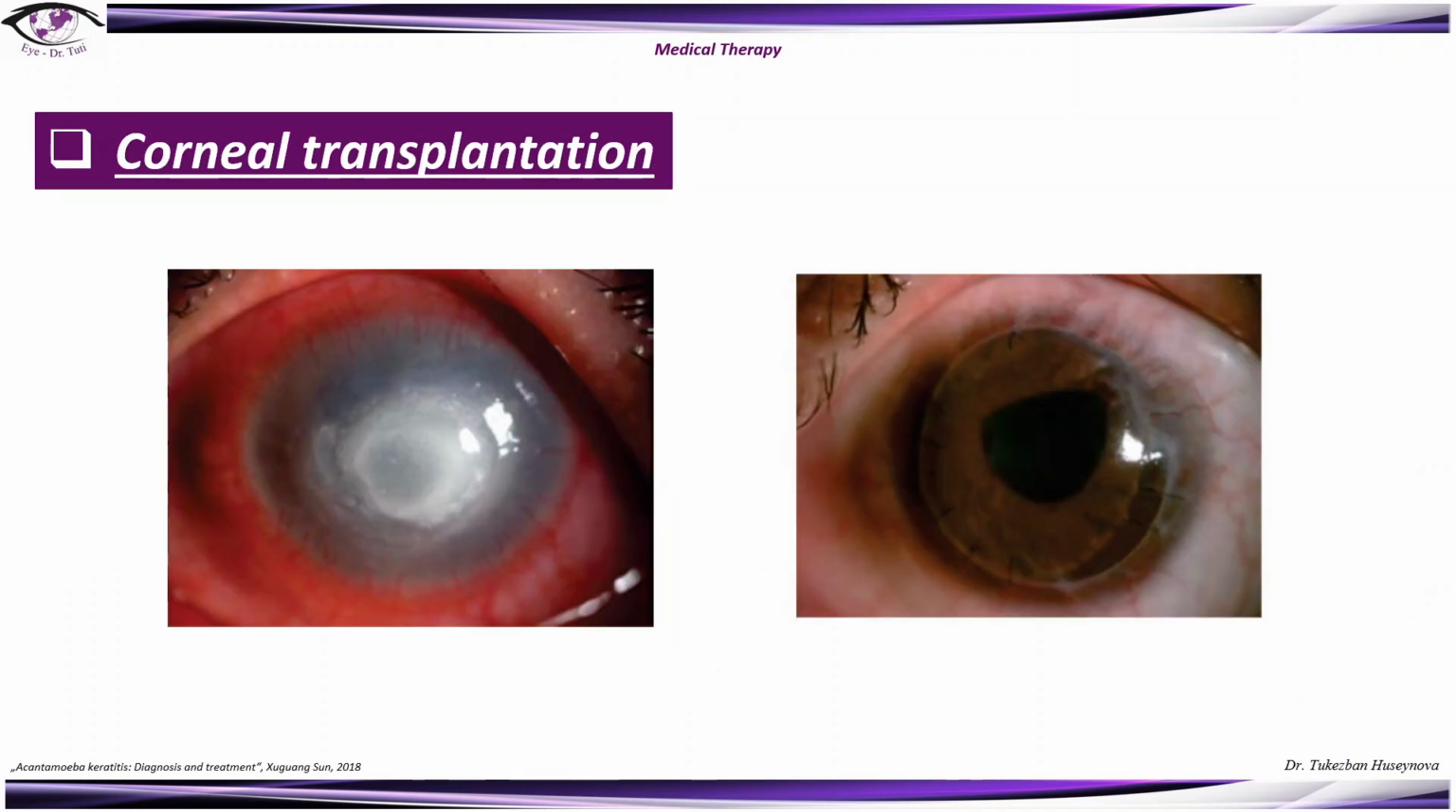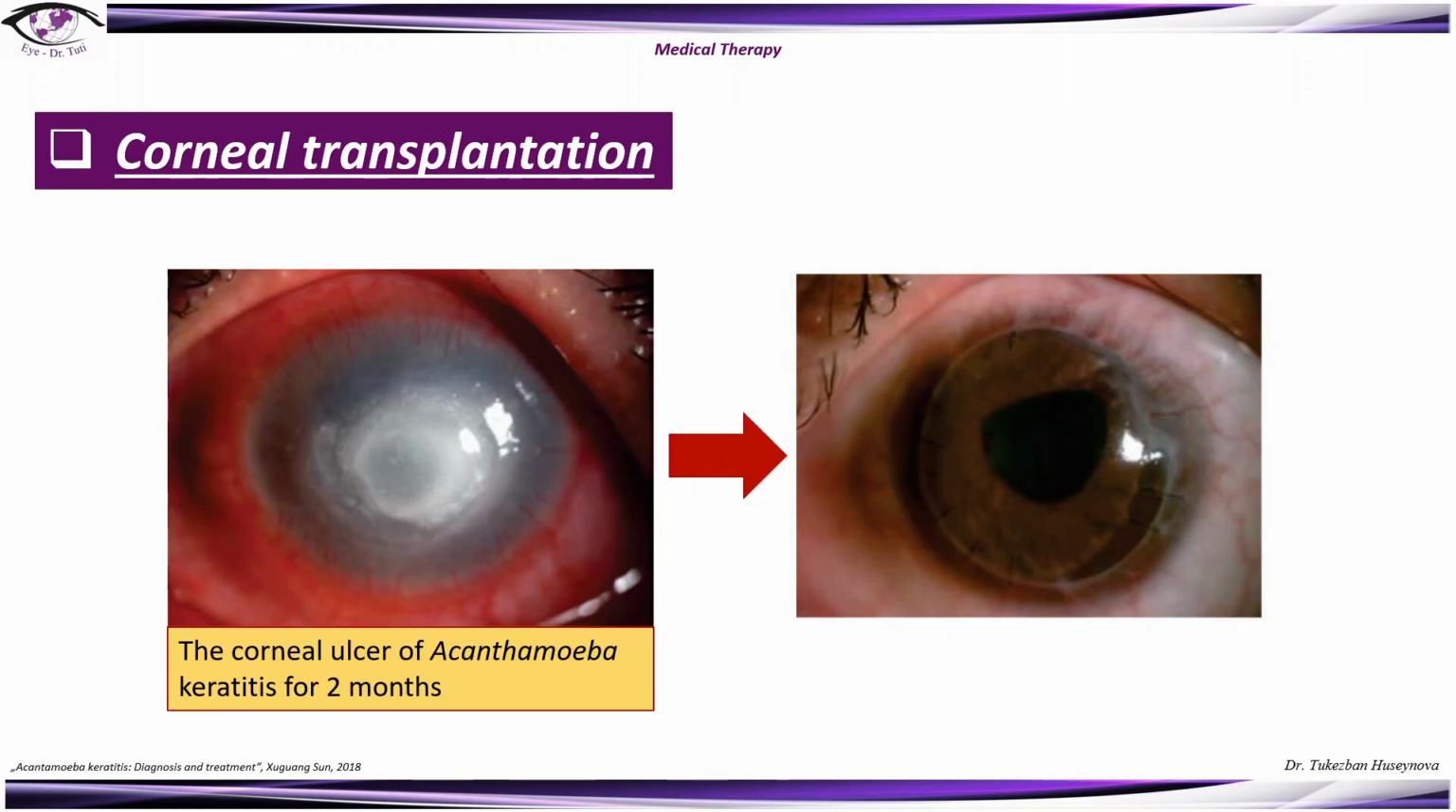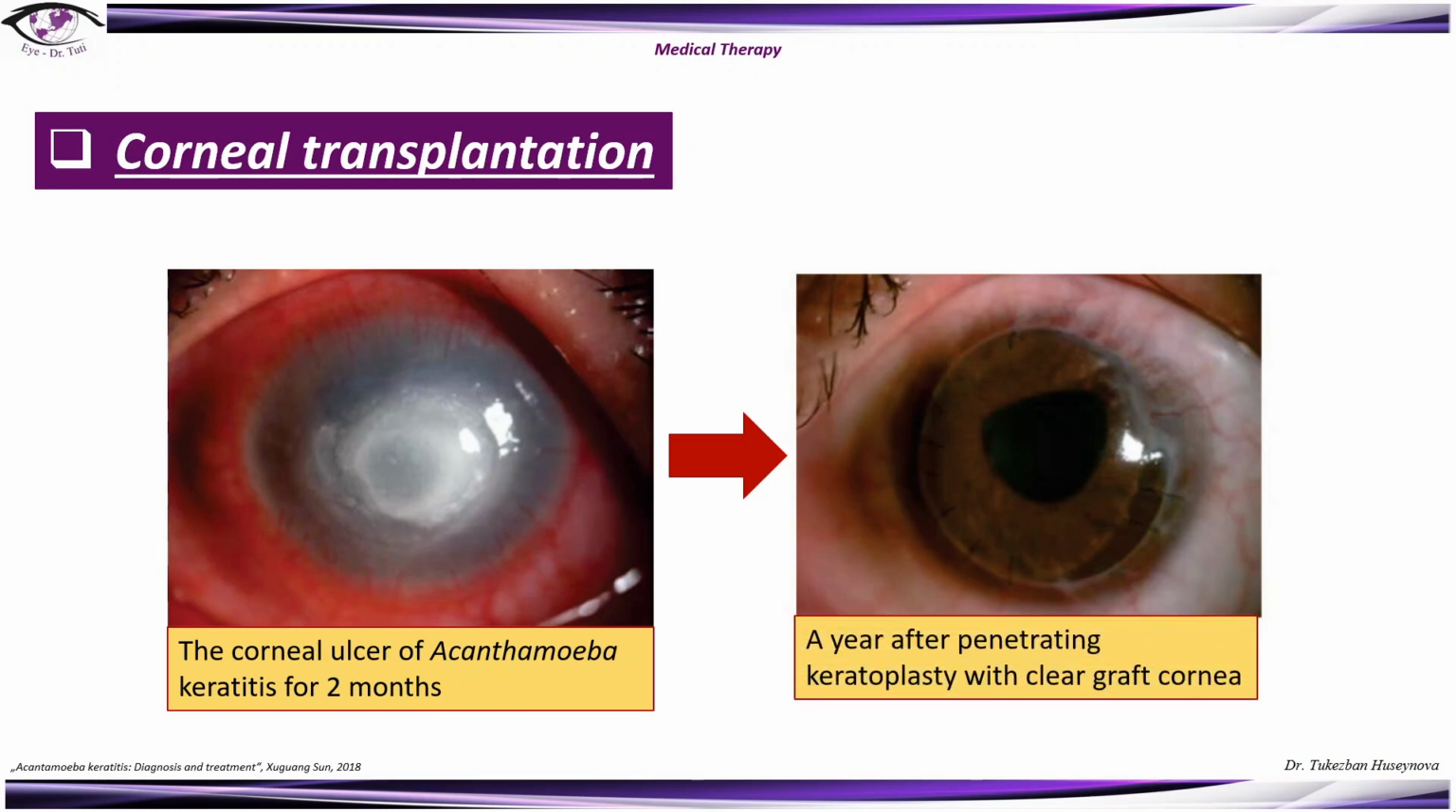And corneal transplantation is the radical surgical therapy which you might apply as a surgical therapy for Acanthamoeba keratitis. Here's the cornea also of Acanthamoeba keratitis for 2 months, and this is the cornea after penetrating keratoplasty with clear graft cornea.